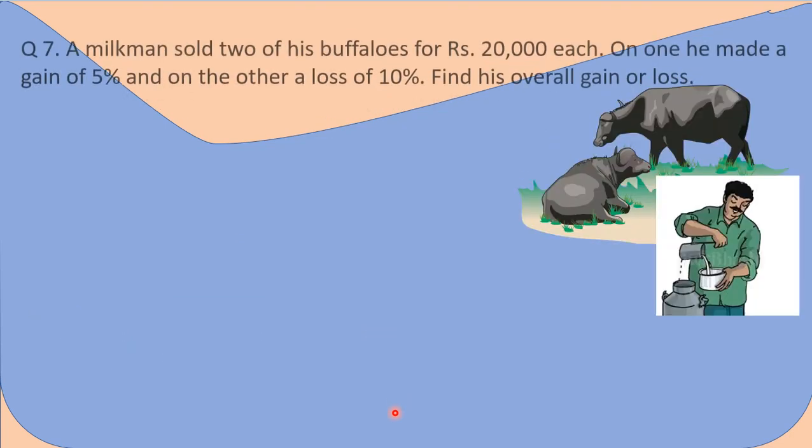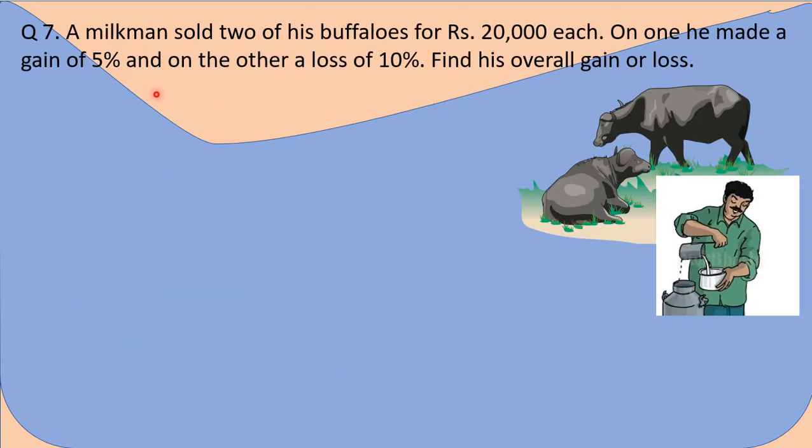Now let's take one more problem, question number 7, where both the profit percent and loss percent are included in the same problem. So the question is, a milkman sold 2 of his buffaloes for rupees 20,000 each. On one he made a gain of 5% and on the other a loss of 10%. Find his overall gain or loss. So here, see, the selling price of each is given as 20,000, and on selling one there is a profit and on the other a loss. Now we have to find out the overall gain or loss.